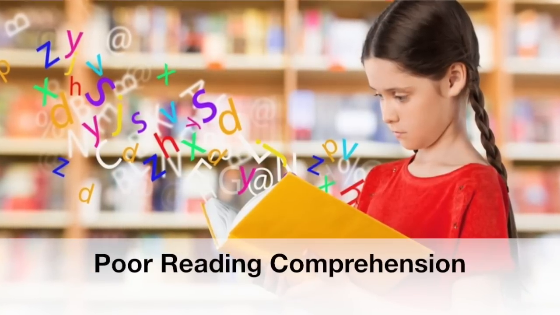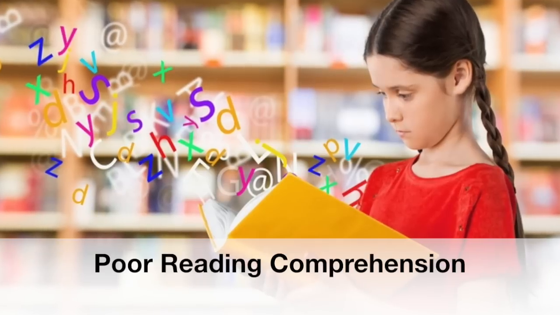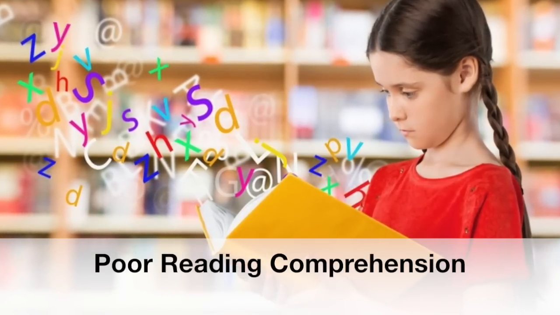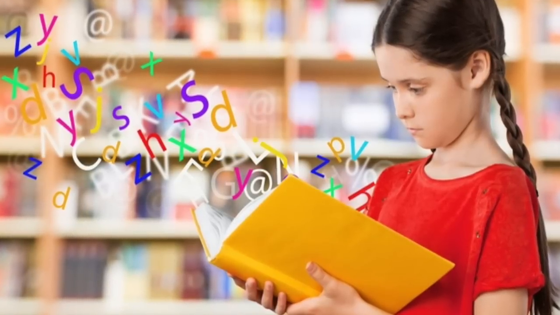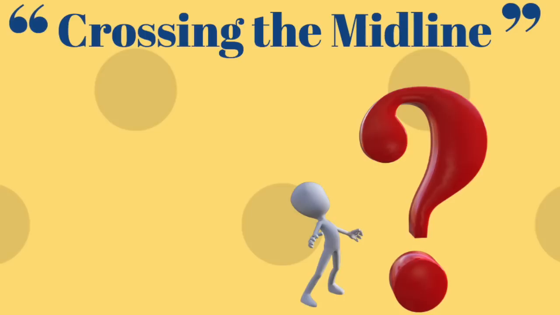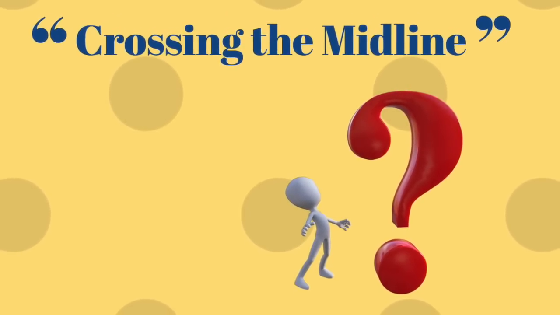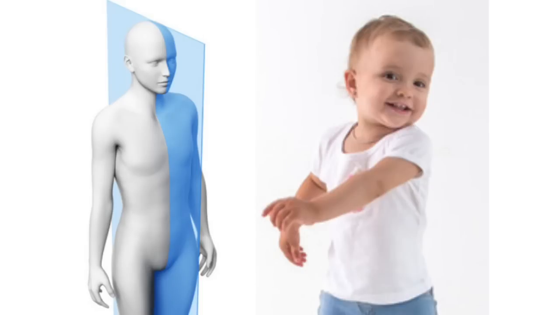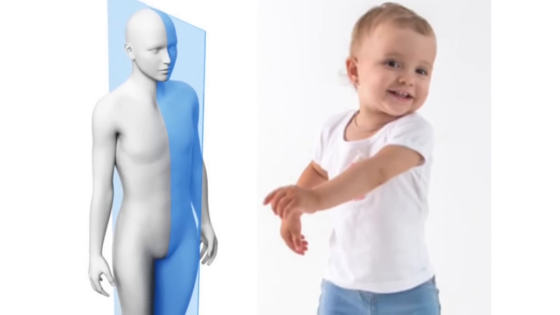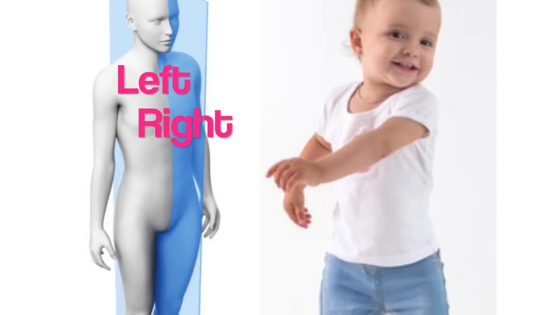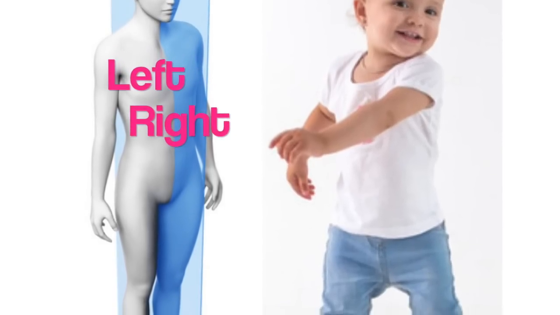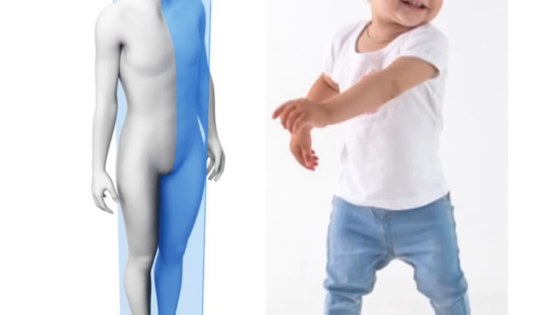That's because with ATNR, it's very difficult, if not impossible, to cross the midline. You've probably heard that before, but in case you don't know what crossing the midline actually means, it basically refers to our body's ability to cross over to the opposite side of the body. So one side of our body crossing over to the opposite side. And that includes the eyes.